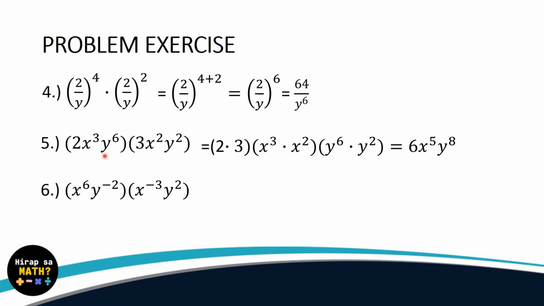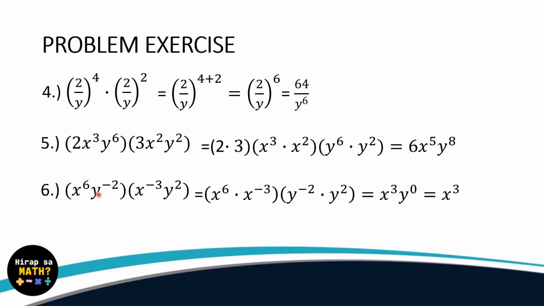Okay, next problem. X to the 6 times y to the negative 2 times x to the negative 3, y squared. So, wag magpanic, negative sign lang yan. I-apply pa rin natin yung product rule of exponent, which is basta pareho ang base, i-add lang ang exponent. So, eto for x, that is 6, tsaka negative 3. So, dito pinagsama, 6 plus negative 3, or 6 minus 3, that is 3.